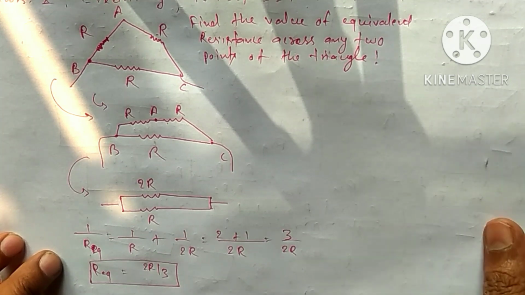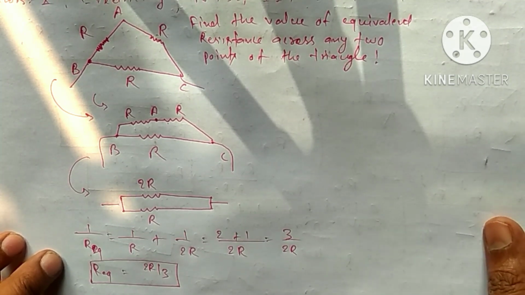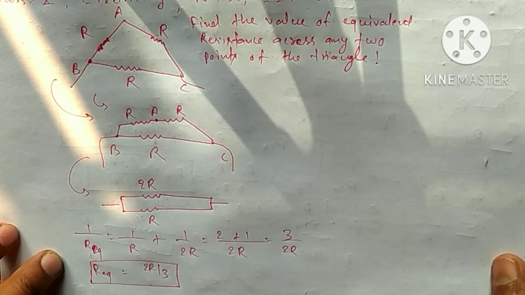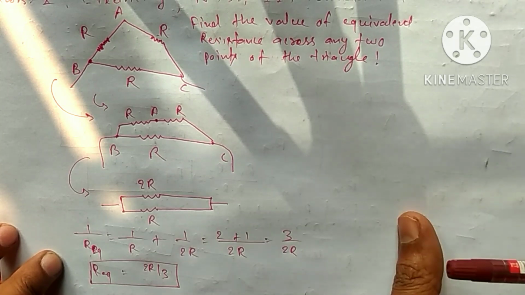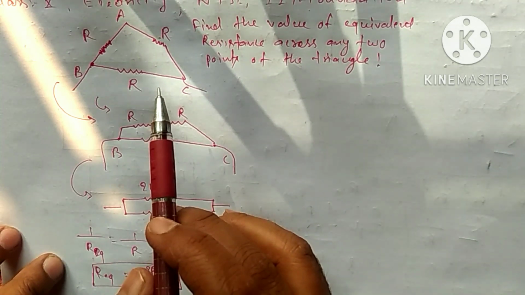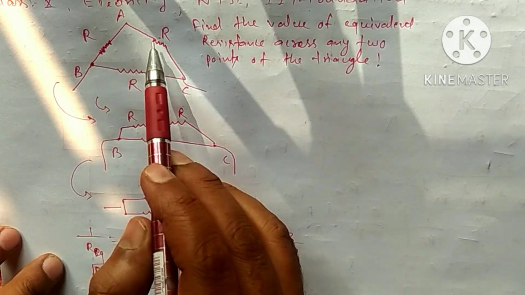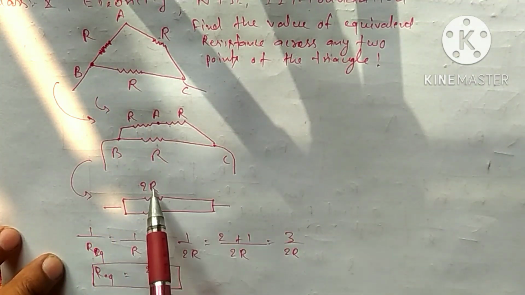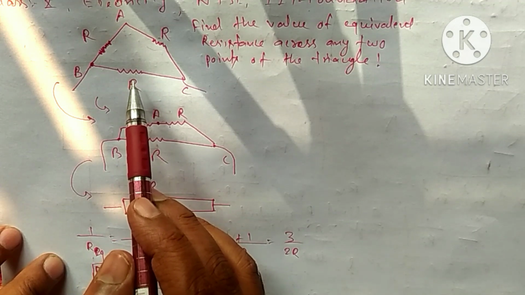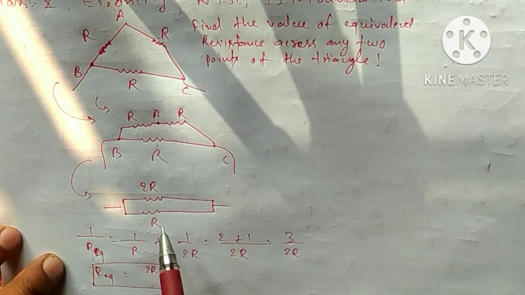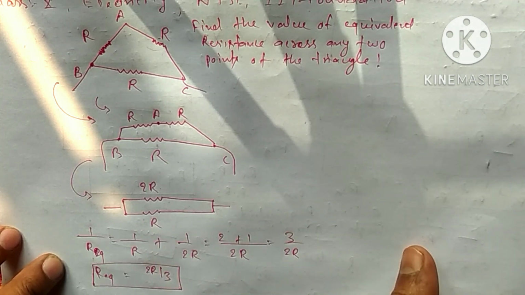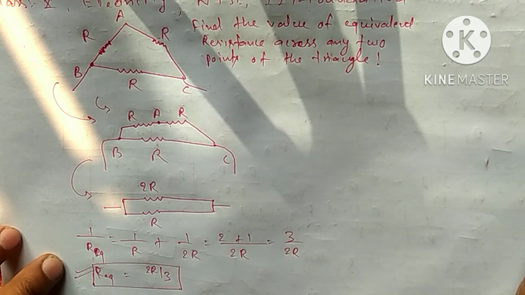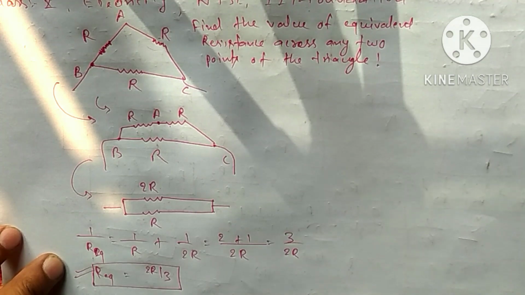I hope you are able to understand how to handle these types of figures which contain resistances. Firstly, we consider how they are arranged. In this question, I see that these two resistances are arranged in series, and after combining they become 2R, and this other one is also arranged here. So 2R and R look like they are in parallel, so we can find the final equivalent resistance. So let's move on to the next question.